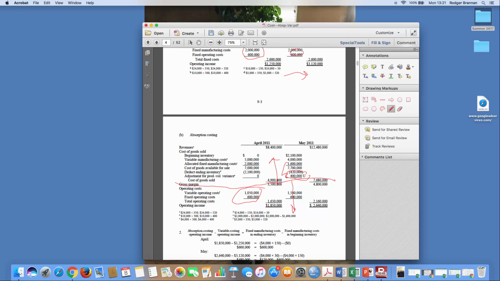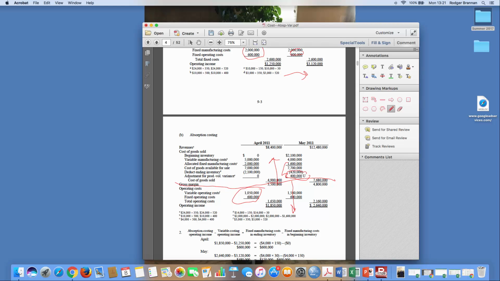Now, I'm labeling it as unfavorable. Why? Because I'm adding it to cost. It's going to have the impact of reducing my overall income because I have to recognize that additional. Now, if my production had been greater than 500, this could be favorable. I would subtract this from my cost of goods sold. In essence, what I'm doing is adding this.